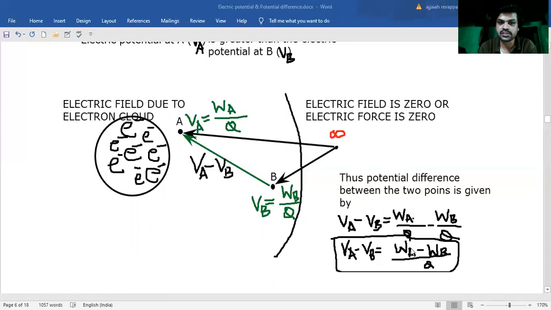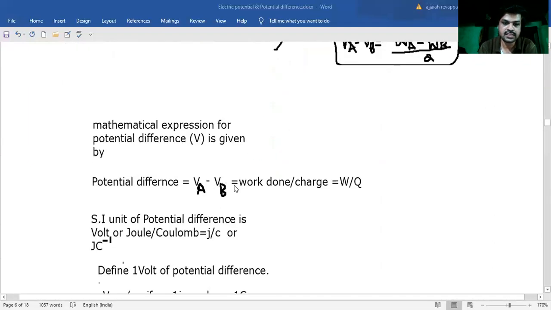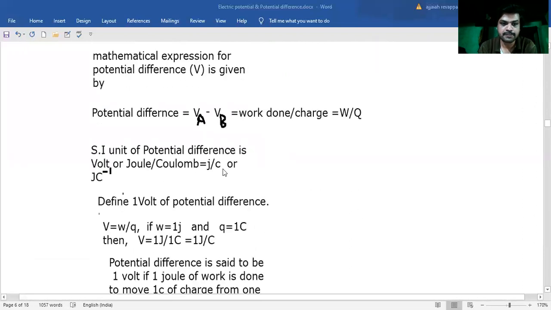For potential difference, we have two equations. This is one equation and this is another equation. So potential difference is equal to work done divided by charge. Fine. Then what is the SI unit of electric potential or potential difference? The SI unit of potential difference is volt.